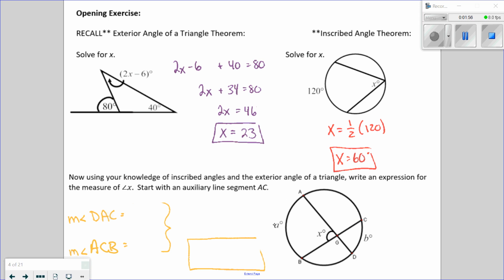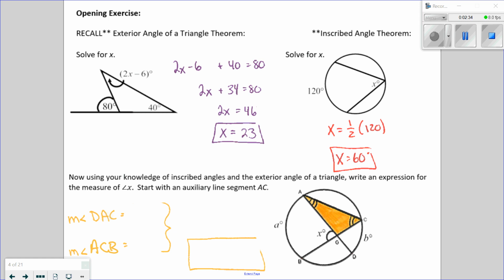So here we have a diagram. We do not know where the center of the circle is, but we have chord AD, we have chord BC, we have arc A marked and arc B marked with angle X. What we are going to do is try to figure out a formula of how to find angle X. And to do that, we're going to start with an auxiliary segment AC. So connect AC on your paper and draw in that triangle, triangle ACG.